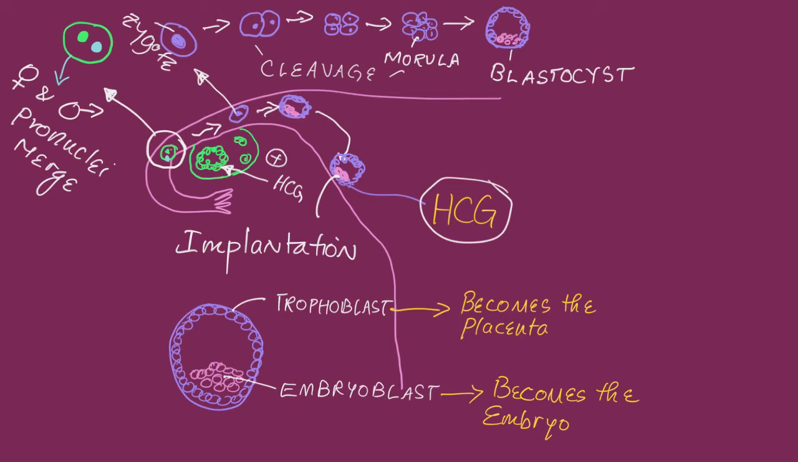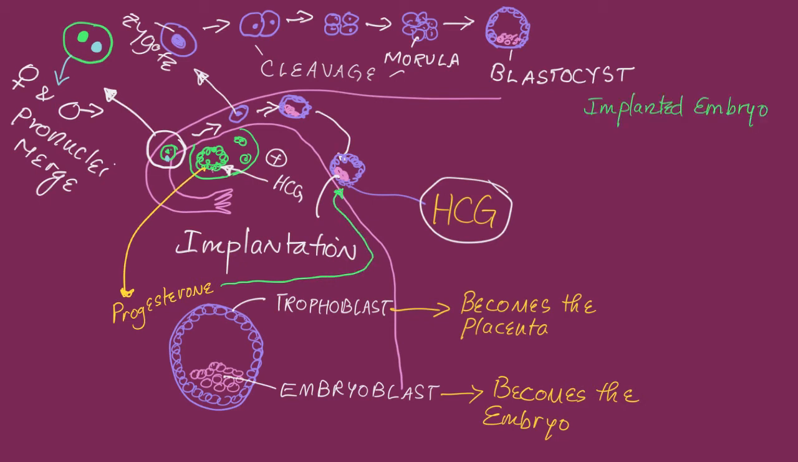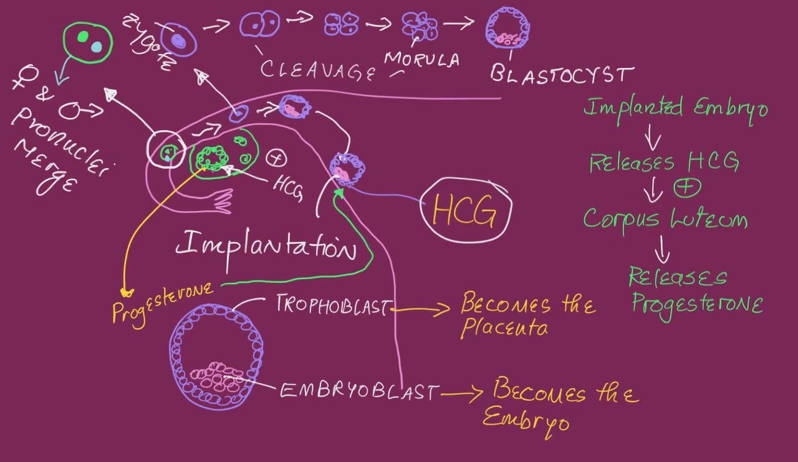Its function is to act on the corpus luteum and maintain it. The corpus luteum, thus maintained, continues to produce progesterone. Progesterone maintains the endometrial layer. So let's go over these steps one more time. Once the embryo implants, it releases HCG. HCG then activates the corpus luteum and maintains it. Corpus luteum releases progesterone. Progesterone maintains the endometrium, and once the endometrium is maintained, there is no menstrual period, and the woman is officially pregnant.